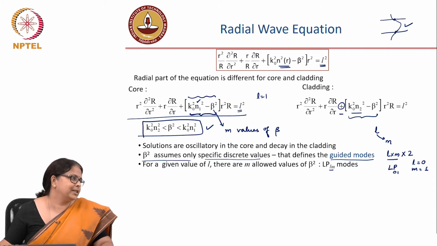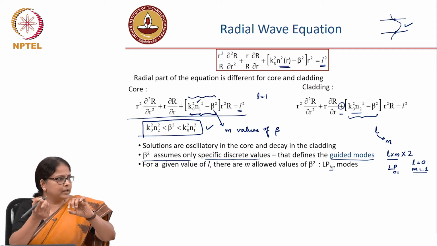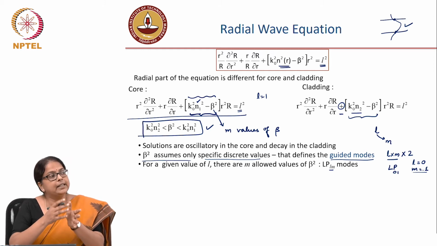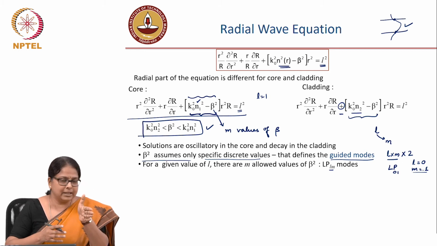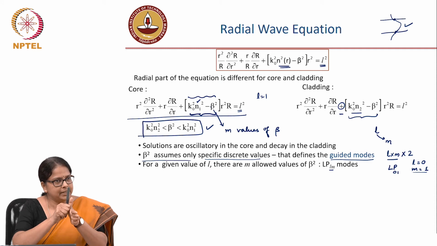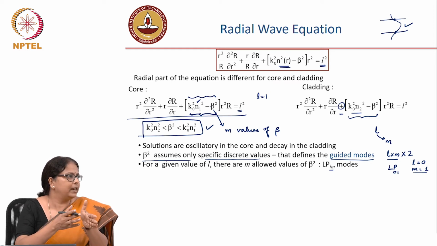What is the degeneracy of this? L equal to 0, irrespective of what my m is, has only phi degeneracy of 1 and it has 2 polarization degeneracies. So, how many degenerate LP01s can I support? A specific m means a specific beta. So, I can have an LP01 with X polarization, and an LP01 with Y polarization. So, I can have only 2 degenerate modes which I can call LP01.